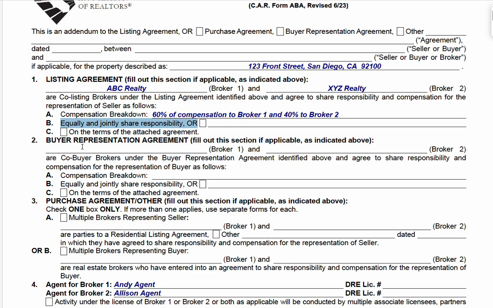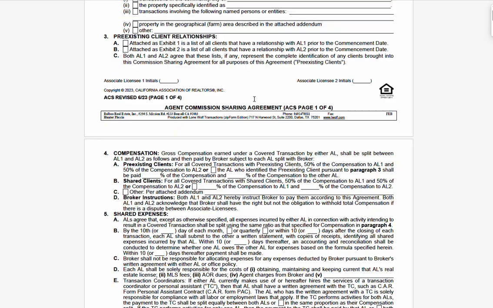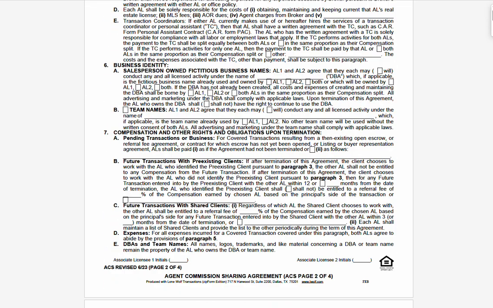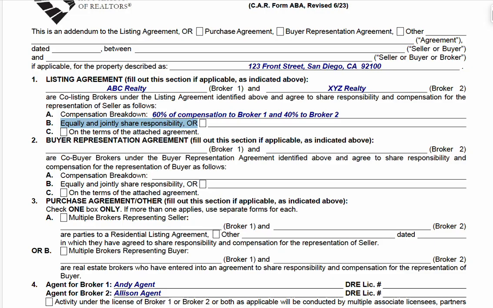Instead, you'll want to go down to 1C, on the terms of the attached agreement. And that, in my opinion, is best because you can do something like an agent commission sharing agreement. Expenses, compensation, everything's written out in this form. This tutorial will be on a separate video, but it's CAR form ACS if you want to look it up. Ideally, you're going to have something more comprehensive. So you check this box and do that ACS form.